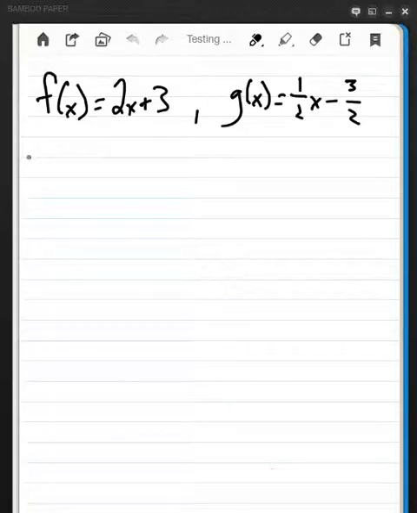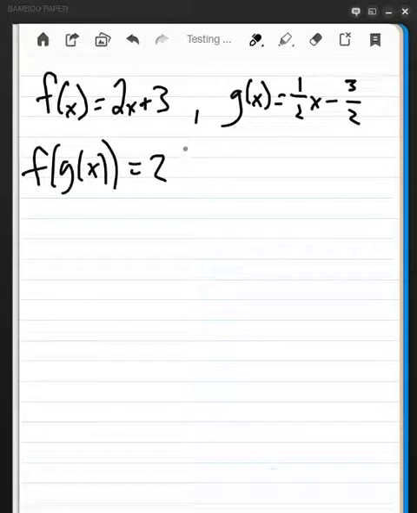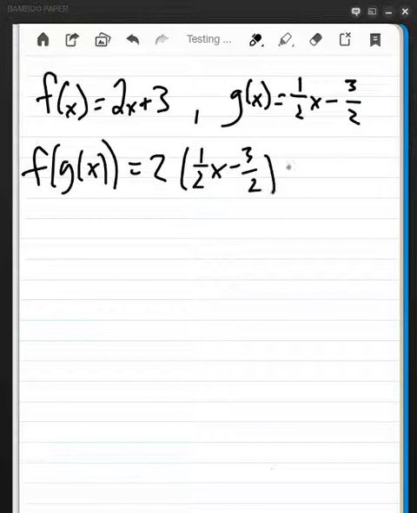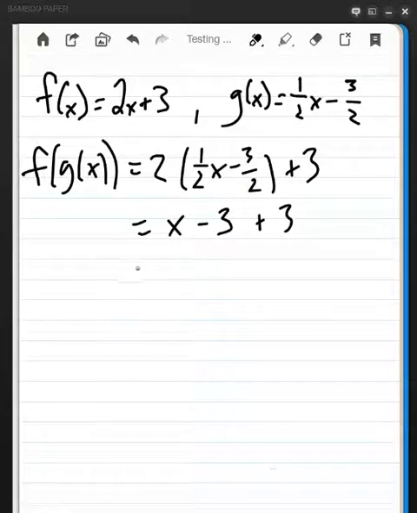Let's see if they're inverses of each other. So we're going to take g and we're going to stick it into x. It equals 2 times 1/2 x minus 3/2 plus 3. Alright, we would distribute the 2. We're going to get x minus 3 and then plus 3 on the outside, so it equals x. That's a good sign. We can't stop there. We need to do it the other way.